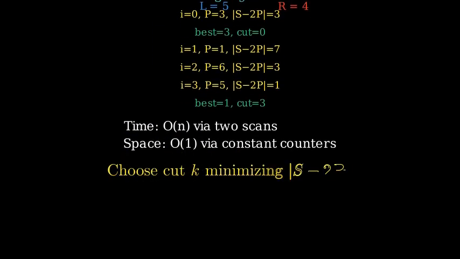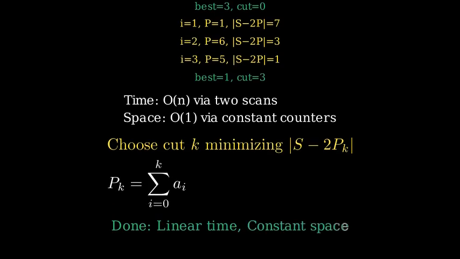The key formula is the absolute value of S minus 2P. Track the prefix P and choose the cut with the smallest value. That is how to split an array into two parts to minimize the absolute difference between sums with linear time and constant space.